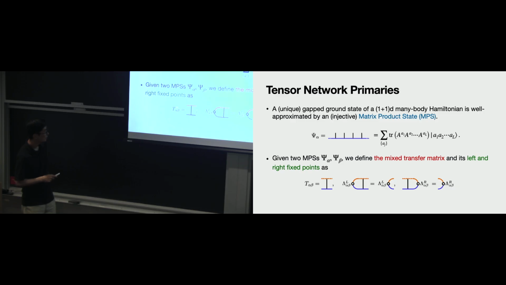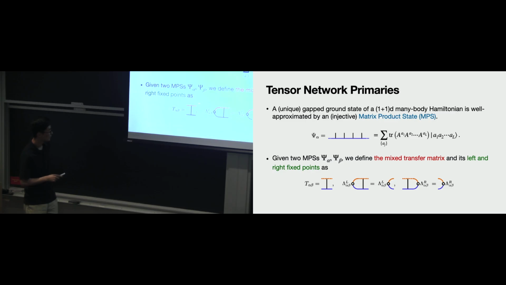And this mixed transfer matrix is obtained by first multiplying these two tensors, and then you sum over the physical index. So you glue the physical legs of these two tensors. And what's left is another tensor. It has 4 dangling legs, so it has D to the 4 indices. I can group these two sets of D indices as, say, one index.